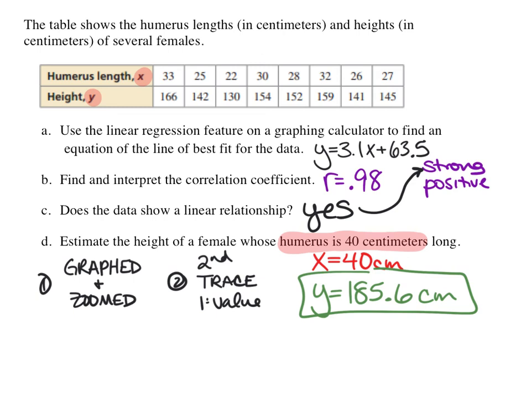Again, you have to make sure you're zoomed out so you can see the graph, and then you can do the value. It's just different steps.